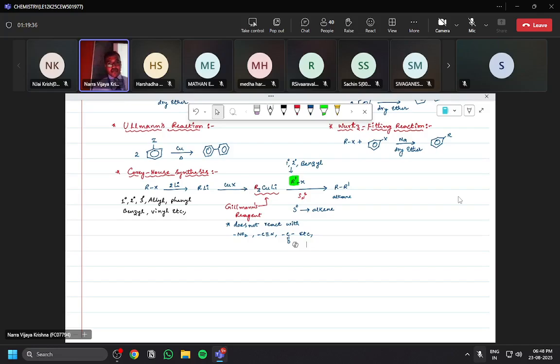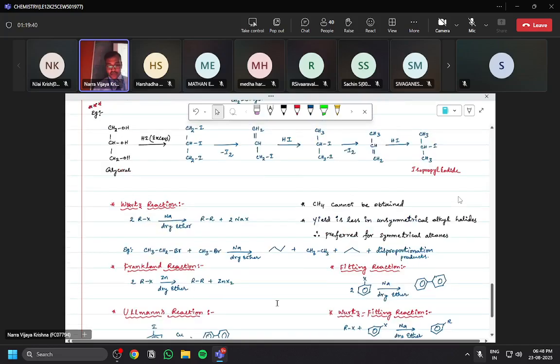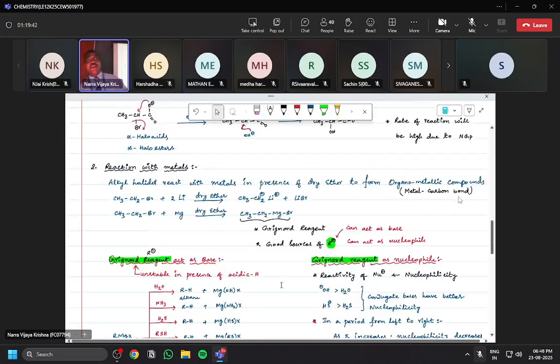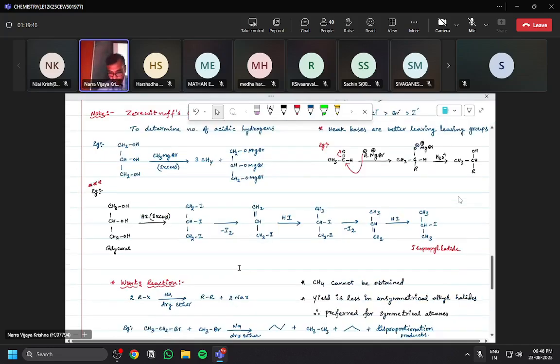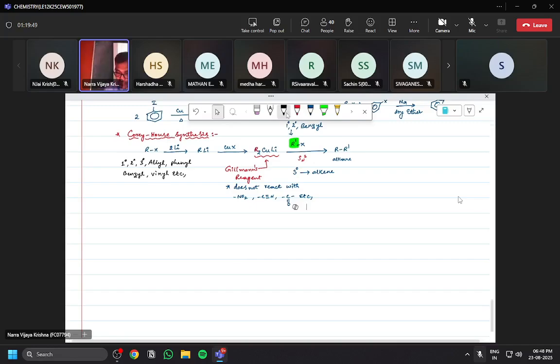So next heading, reduction of alkyl halides. So point number 4, point number 3, reduction of alkyl halides.